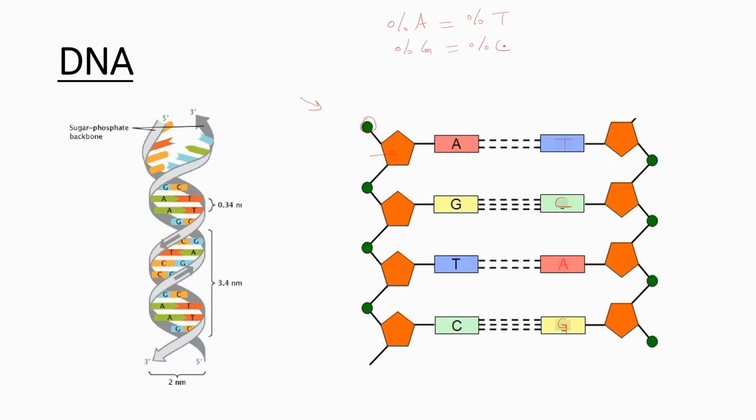If we have a single-stranded DNA molecule or single-stranded RNA molecule, we don't see any pattern. The percentage of A, T, C, and G will not equal each other.